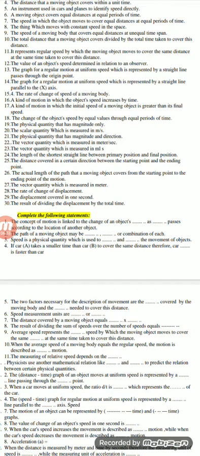Number 23. The vector quantity which is measured by meter per second squared. What is the physical quantity whose measuring unit is meter per second squared? It is the acceleration.